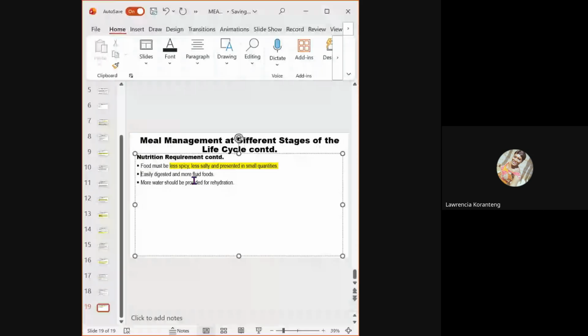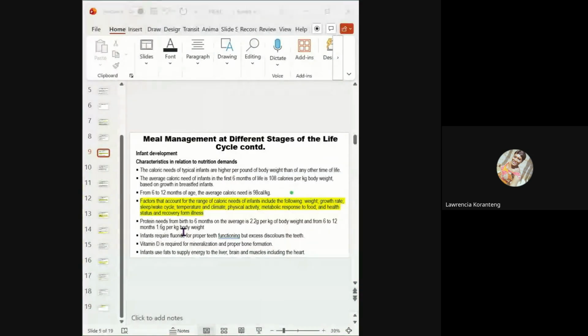They should be given easily digested and more fluid food. So you should give them more fluid food. More water should be provided for hydration. So if you have an aged person in the house, make sure that they drink a lot of water to hydrate them, to prevent them from constipation and other stuff. So that is that about nutrition across the life cycle.